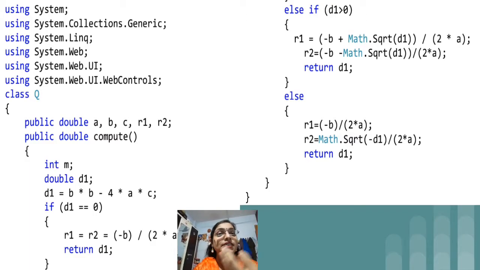After that, as I said, there were 3 conditions. The first condition is if d1 equal to 0, then what calculation do we want to do? Both the roots will be the same. So r1 equal to r2 equal to minus b divided by 2 into a, that is minus b upon 2a. This formula I have written in the programming language, and then we will return the value of d1. Just remember this.